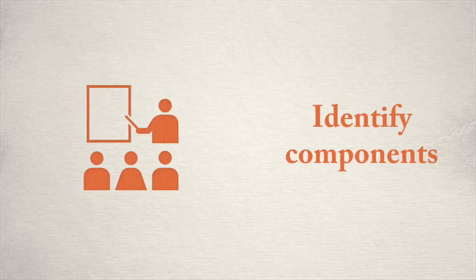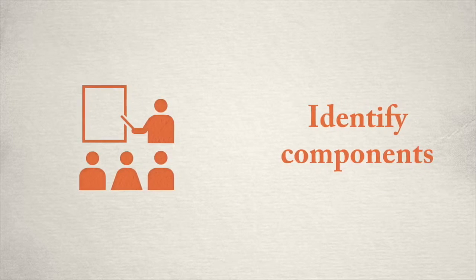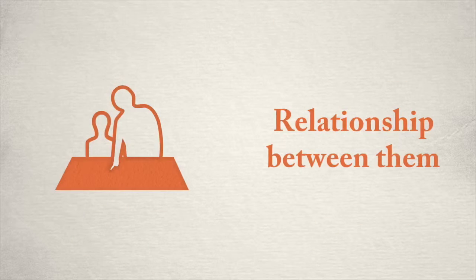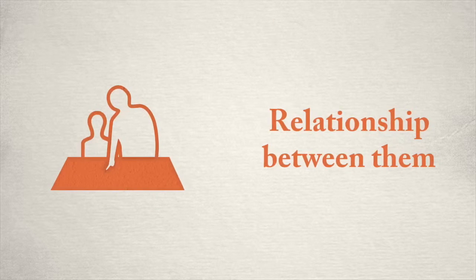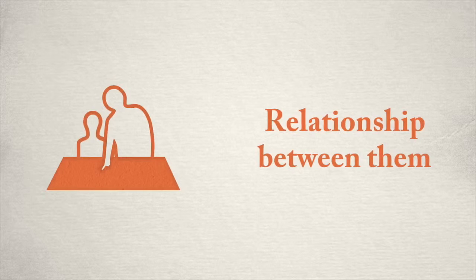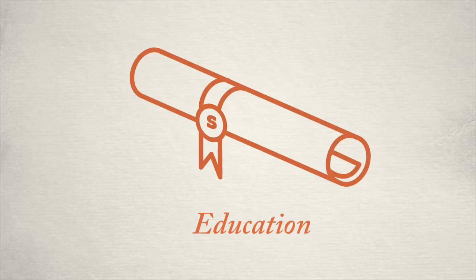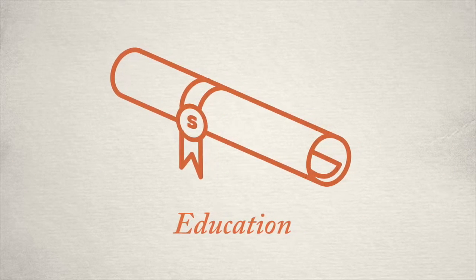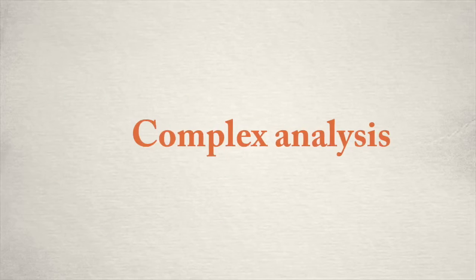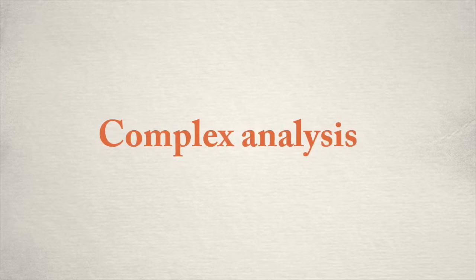In a simple analysis, we'd identify the teacher, the students, and the stuff we learn about. The relationship between them is also simple. I teach you the stuff and you learn it. And once you've learned it all, we test you, and if you pass, you get an education. Now let's try a more complex analysis.